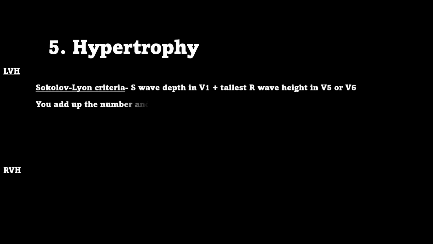Now we'll talk about our hypertrophy. We're going to have left and right ventricular hypertrophy because we have our two ventricles. So we have our Sokolow-Lyon criteria, which is the most common equation people use to determine LVH. You add the S wave in V1 to the tallest R wave height in V5 or V6 together, and if the value is over 35, you have LVH.